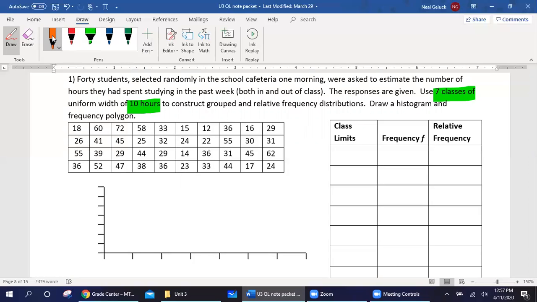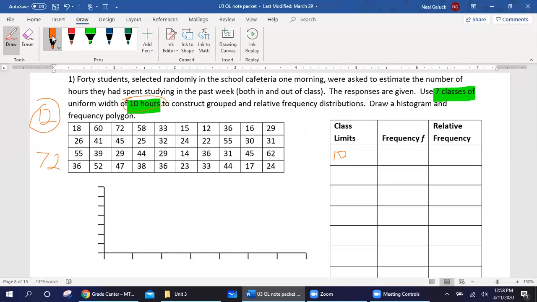What I want to first figure out though is what is my lowest amount of hours studying? What's my smallest number in the table, and my biggest number? The smallest is 12, and the biggest is 72. So to build my class limits, I want to make sure that I start below the minimum value. Since I'm doing increments of 10 hours, I'm going to go with a multiple of 10 for my starting one, and I'm just going to start with the number 10. So that's going to be the low end.